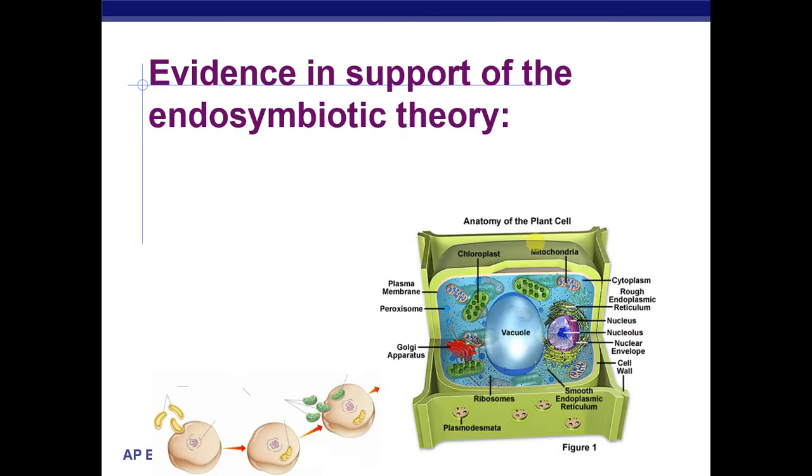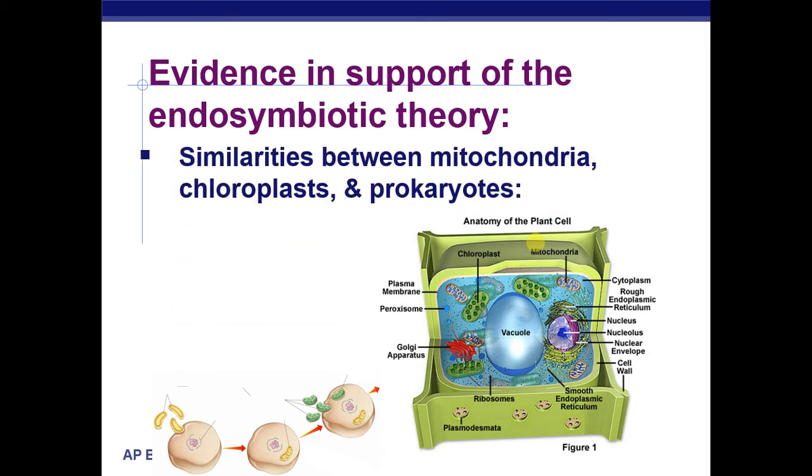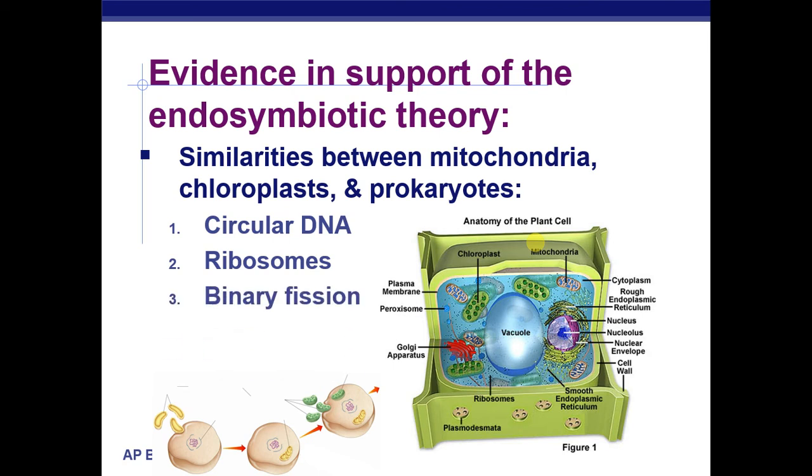Now, there's a bunch of evidence to support this idea, and some of it is that there are great similarities between mitochondria, chloroplasts, and other prokaryotes, such as each containing their own circular DNA, having their own ribosomes. So, chloroplasts and mitochondria have their own ribosomes. They can divide by binary fission, just like prokaryotes. So these three things are commonalities between only mitochondria, chloroplasts, and prokaryotes. No other organelles have these things. And so it's a support of this theory and this idea.